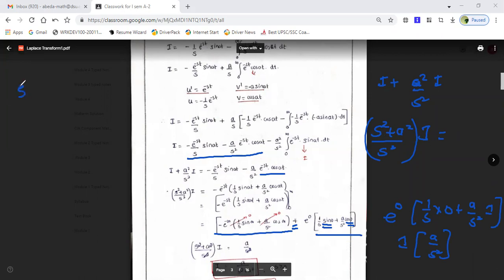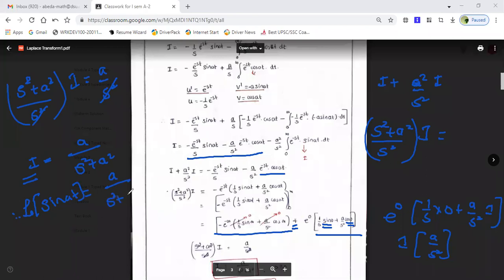Now simplify this. It is (s square plus a square) upon s square into I is equal to a upon s square. This s square will cancel, so I will be a upon s square plus a square. But what is your I? I is the Laplace transform of sin at. Therefore, the Laplace transform of sin at is equal to a upon s square plus a square. This is one of the important results, guys, which you have to know. So just practice it.